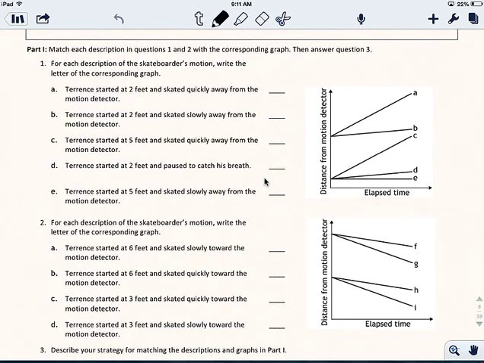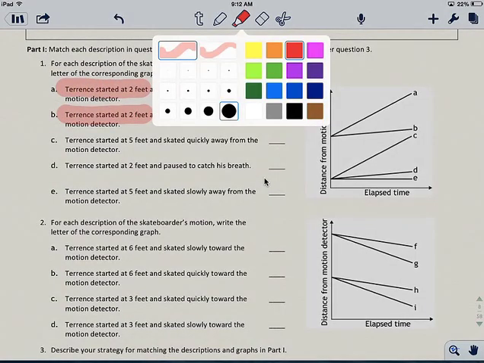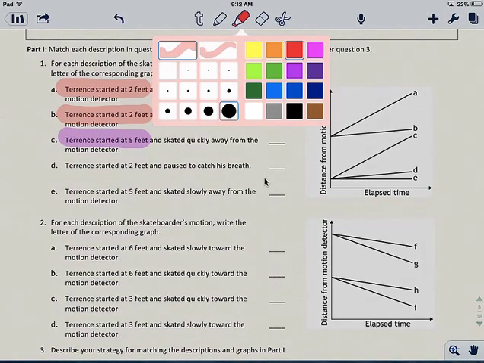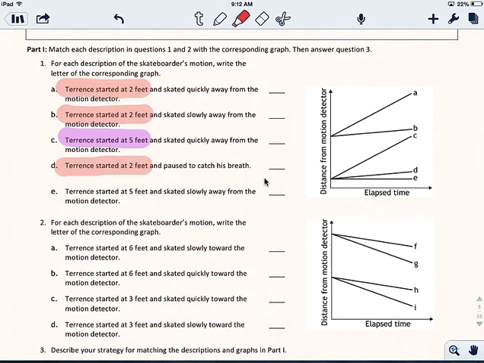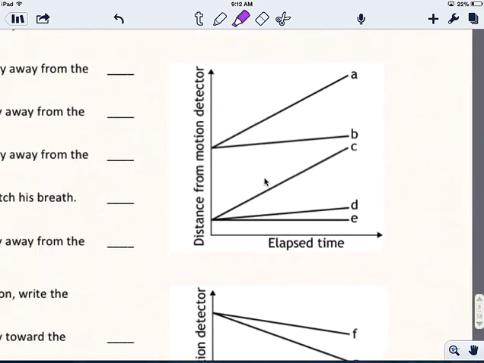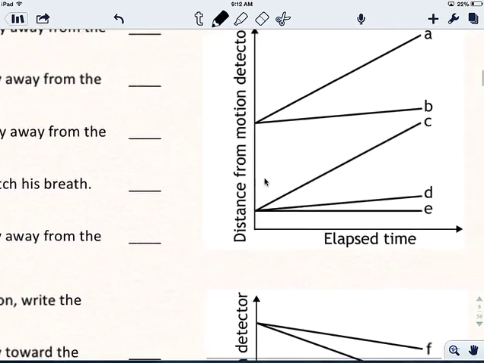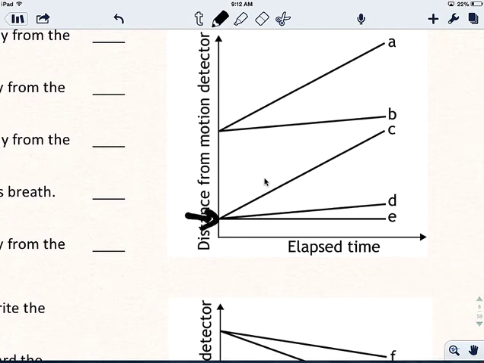Okay, so what that information is telling me is it's giving me some different information. I'm going to notice a couple of things here. In A and B, Terrence starts at 2 feet from the motion detector. C has him starting at 5, and D has him starting at 2, and E has him starting at 5. So what I'm noticing is that there are 2 starting points over here on my graph, and so they have to be 2 and 5. So I'm going to go ahead and label that in. Since 2 is smaller than 5, I think this must be 2 feet, and this must be 5 feet.